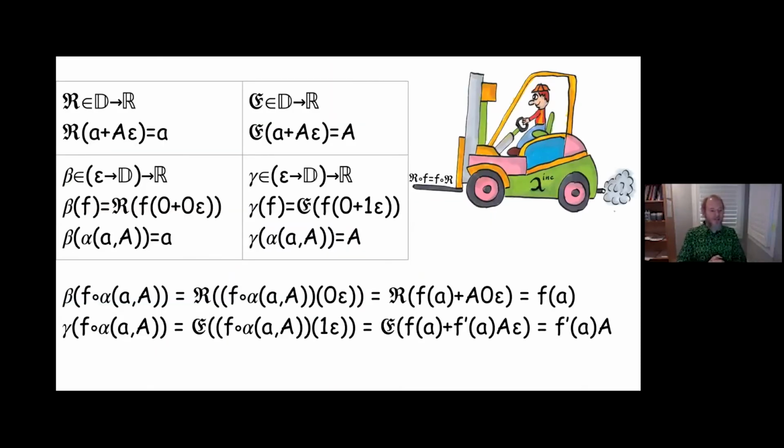And for this, we need to generalize the projection function. If you look at the projection function that takes the real part and the projection function that takes the infinitesimal part, what we want to do is lift these over functions, and that's basically what beta and gamma do. If we define them like that, then you can see that when you do beta of f compose alpha with something, it becomes f of a. And if you do the gamma, you get the derivative of f times a. And again, there's no magic here. It's just straightforward calculation.